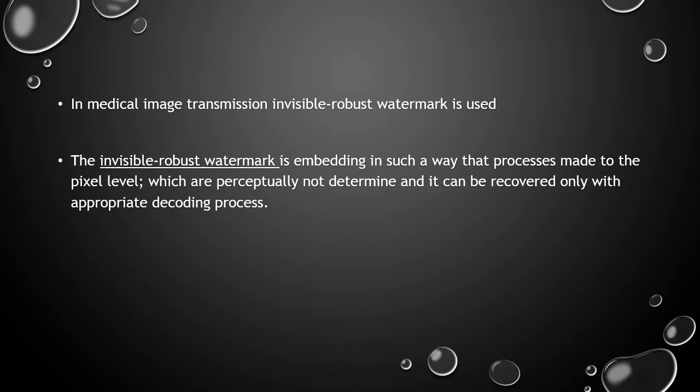Then, different types of watermarking methods are used according to the needs. Some of them are visible watermark, invisible watermark, robust watermark, fragile watermark, semi-fragile watermark, invisible robust watermark, invisible fragile watermark, etc.